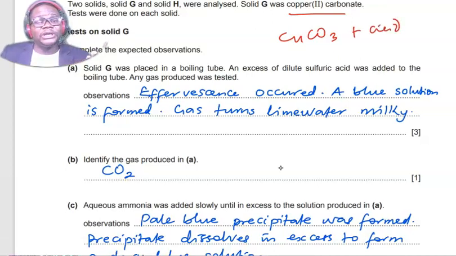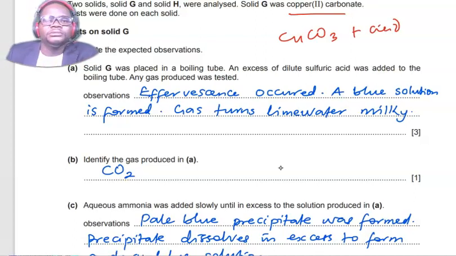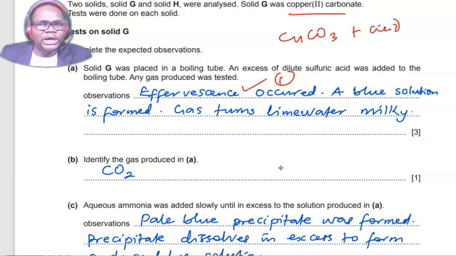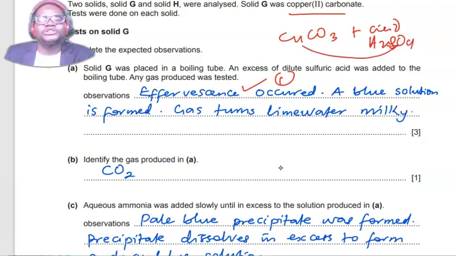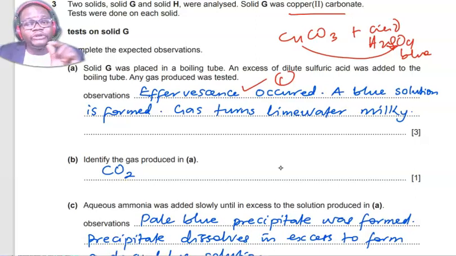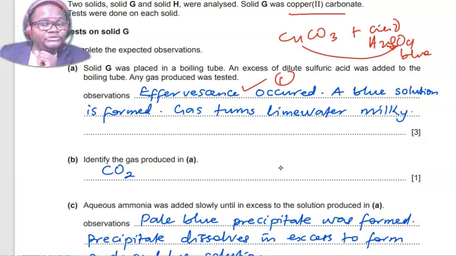Okay, salt, water and carbon dioxide will be formed. So he said any gas produced was tested. So your observation is the fact that you have effervescence. Okay, then of course, this is copper plus sulfuric acid. So imagine you having copper and sulfate. Definitely a blue solution will result, because the salt that will be formed will be copper sulfate. Copper sulfate will be formed, and that will give you a blue solution.